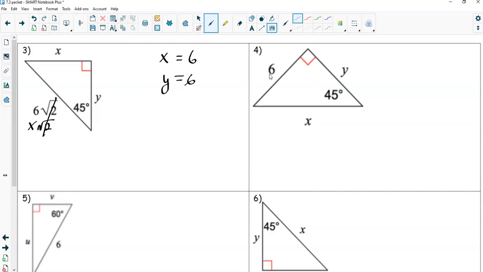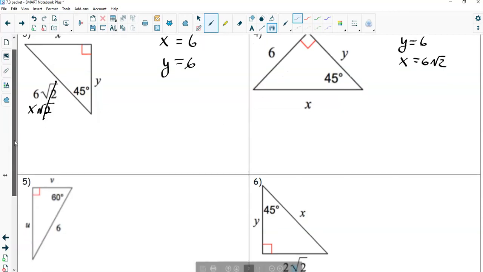Here they gave me that the leg is 6, so is this one inverted. So the y, the other leg, is going to be 6, and the hypotenuse is going to be right here, you see, 6 times the square root of 2. See how simple this is?